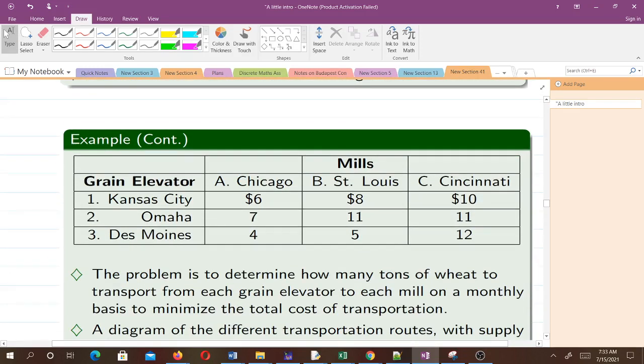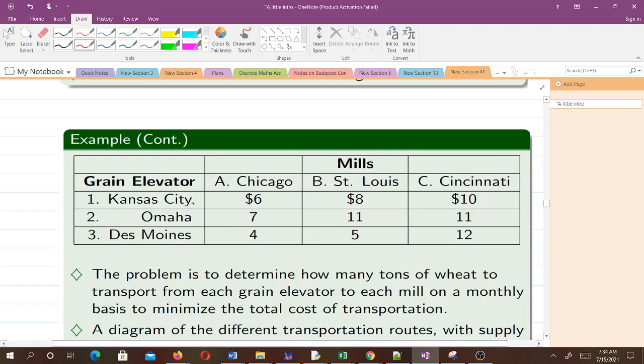So you see, we produce grain at three different places, right? Kansas City, Omaha, and Des Moines, and we want to transport it to Chicago, St. Louis, and Cincinnati. And each of these places has a demand, and the grain elevators also have a supply, right? When you are transporting it, there has to be a cost. So we're now going to consider the cost.